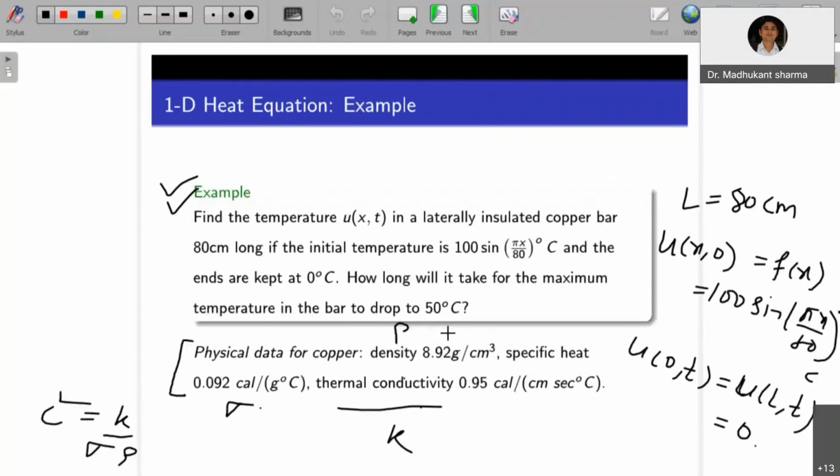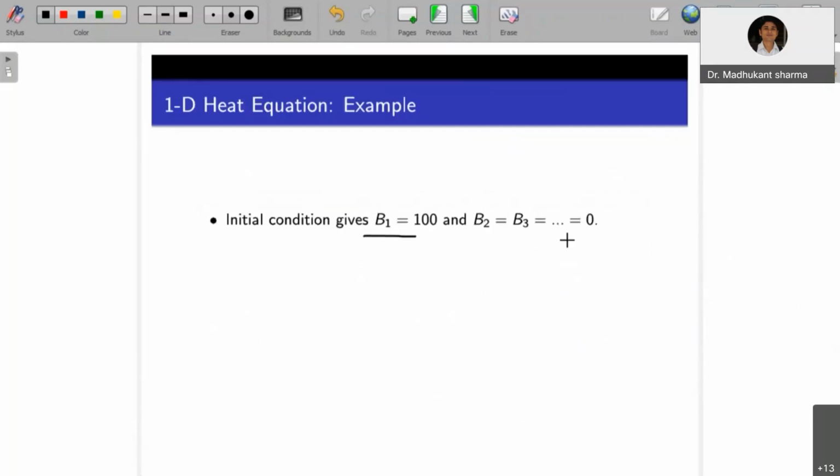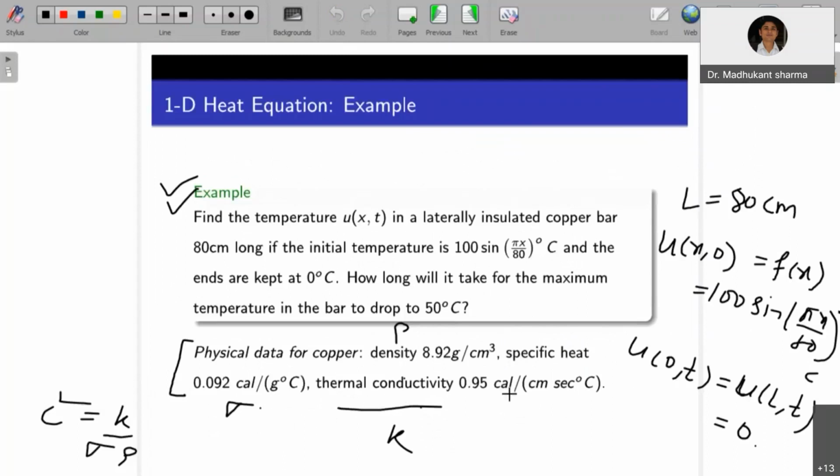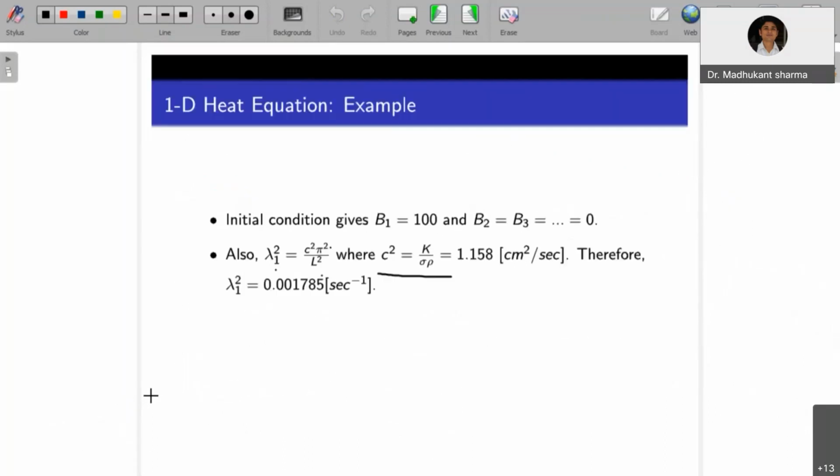So what will be the final one here: lambda 1 square is c square pi square by L square. So c square is k by sigma rho. K is given to you as 0.95, density rho is 8.92, and specific heat sigma is 0.092. All the information is given. So k by sigma rho comes out to be 1.158. So lambda 1 square can be evaluated.